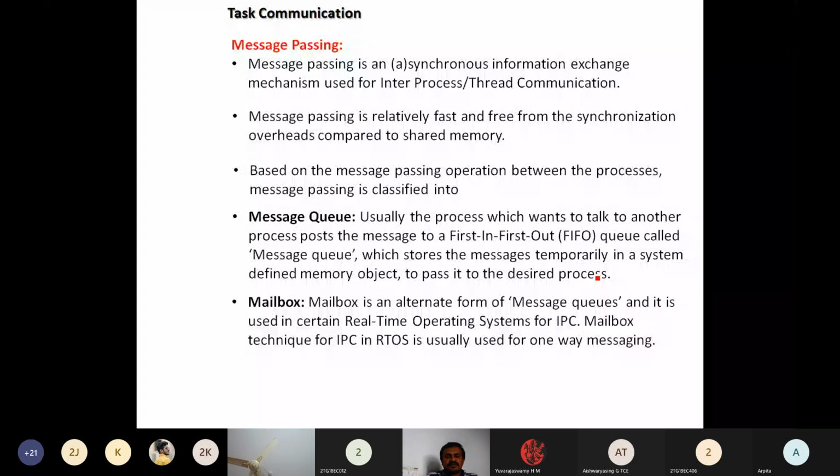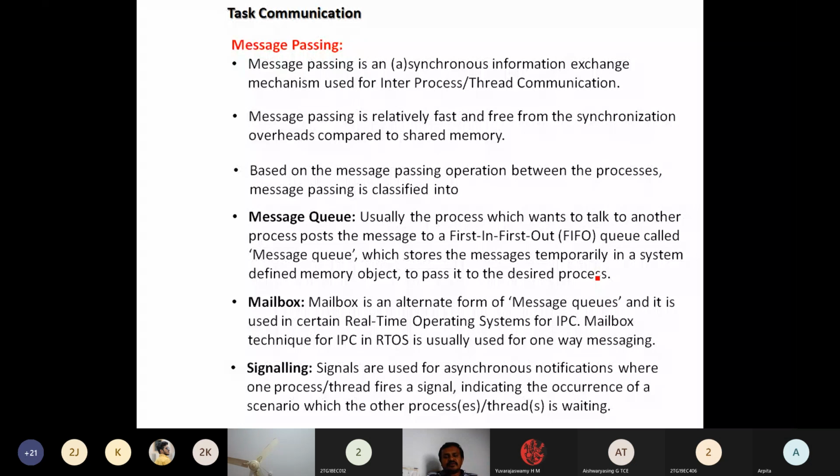Another one is signaling. Signals are used for asynchronous notification, where one process or a thread fires a signal indicating the occurrence of a scenario which another process or thread is waiting for. So through signals, or through the mailbox concept, or through message queue, the shared memory is going to be utilized between processes.